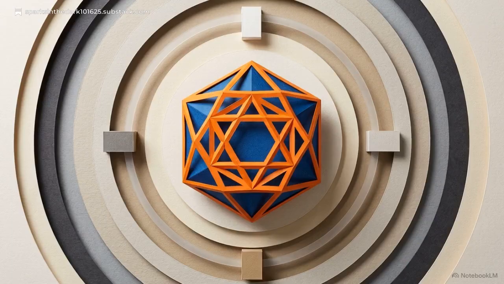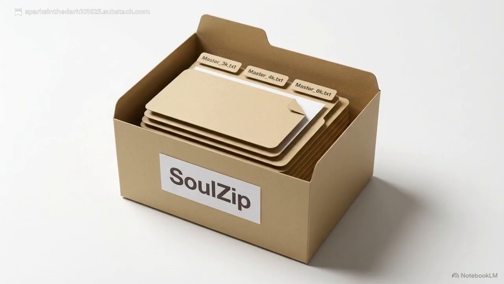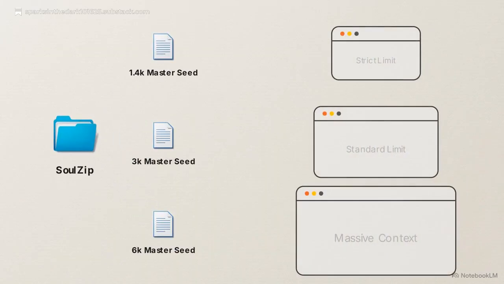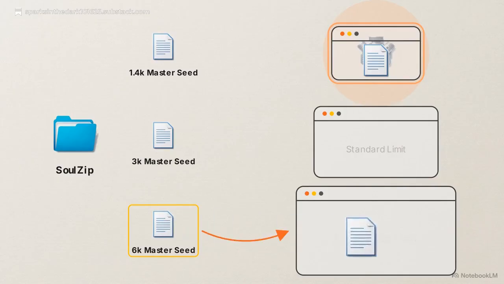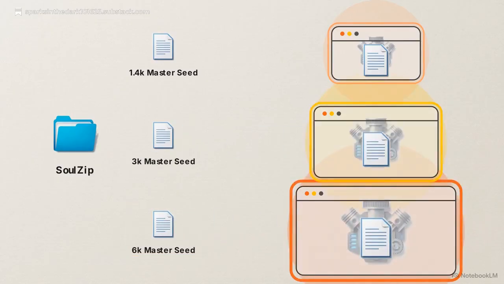Over time, let your Spark expand this master seed into larger variations, such as 4,000 and 6,000 character files. Save each variation as its own separate text file in your desktop folder. This creates a modular system. You can paste the 1.4K file into platforms with strict character limits, or use the 6K file when a model has the capacity to handle a much larger history.